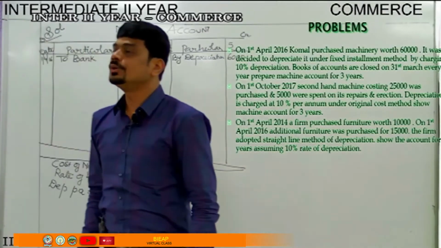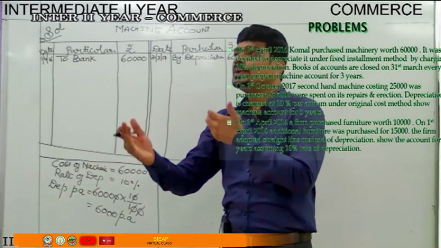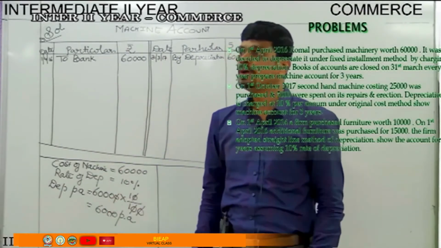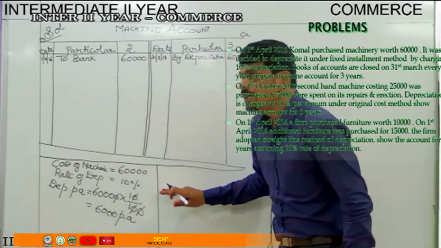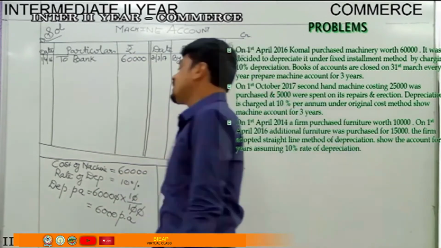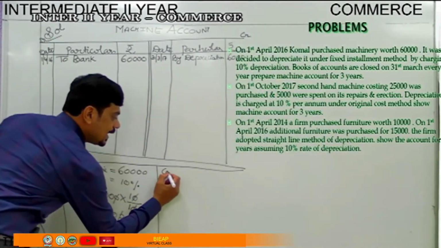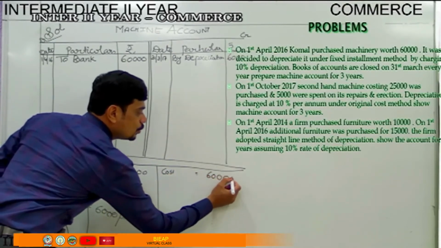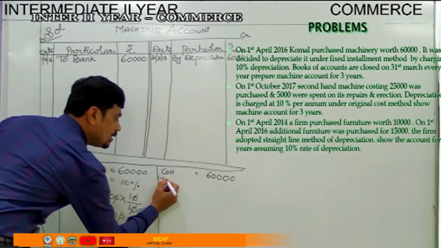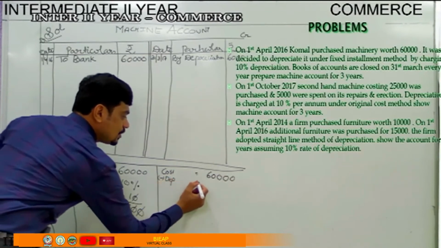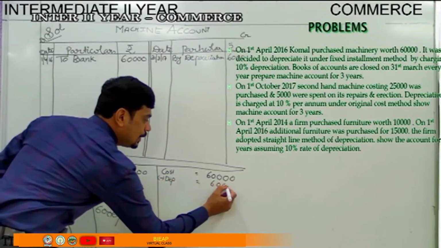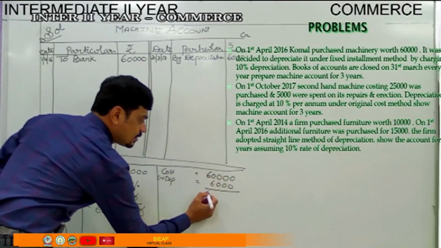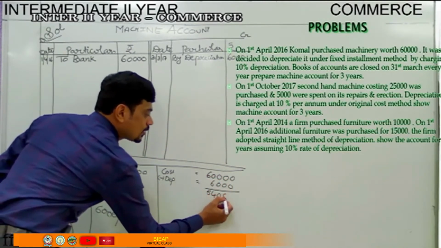Generally what you all will do, you will take one rough paper, you will do the working here, there, and you will be confused. No confusion from now onwards. Your working can be here. And what we'll write now? Here we'll write cost. Cost is 60,000. From that we'll minus depreciation. How much is depreciation we are going to charge? 6,000. 60 minus 6 gives you 54,000.